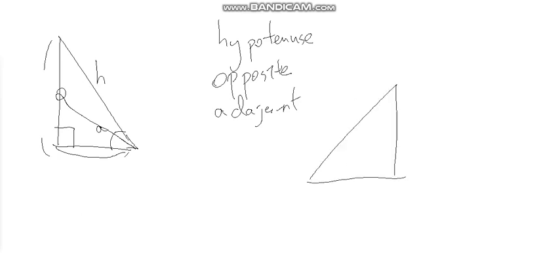So if there was a triangle like this, this would be the adjacent, this would be the opposite, and this would be the hypotenuse. Sorry, I'm still trying to get a better accent. Fix my accent, I mean. Anyways, the next part.